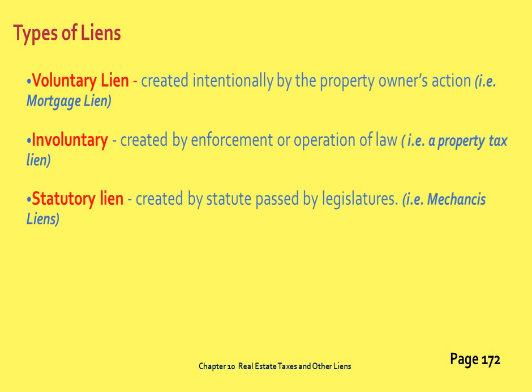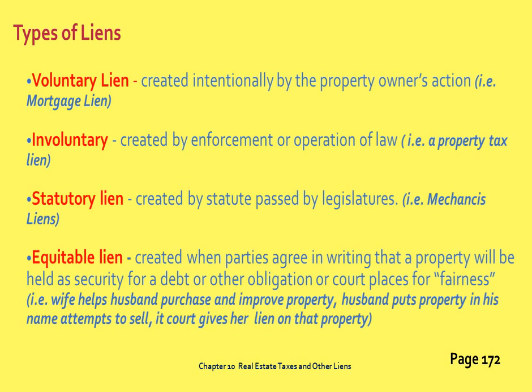A statutory lien is one that is created by statute. That would be like a mechanics lien, which was passed by the Illinois legislature, giving mechanics the right to put a lien on our property if they come and do work on our property and we don't pay them. An equitable lien is a lien created when parties agree in writing that a property will be held as security for a debt or other obligation.